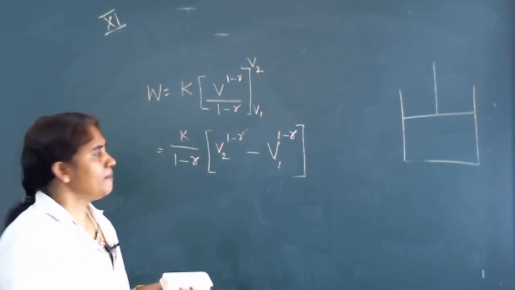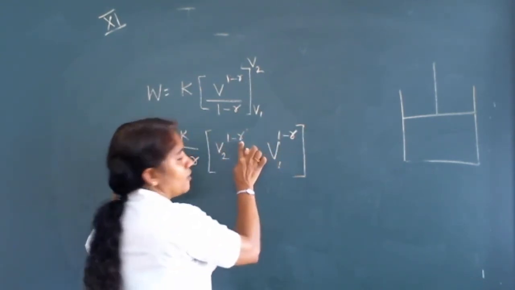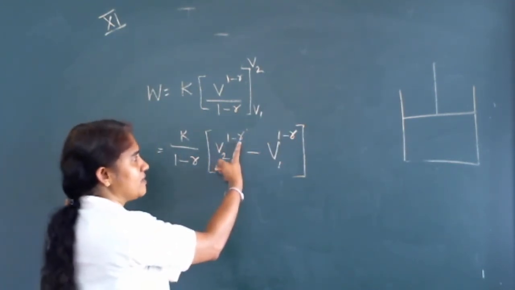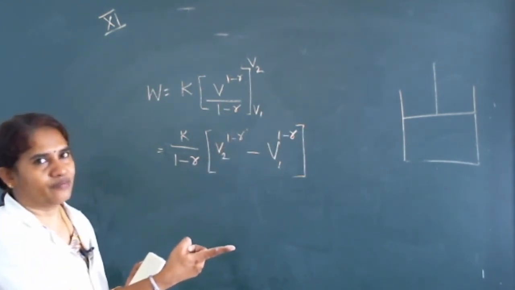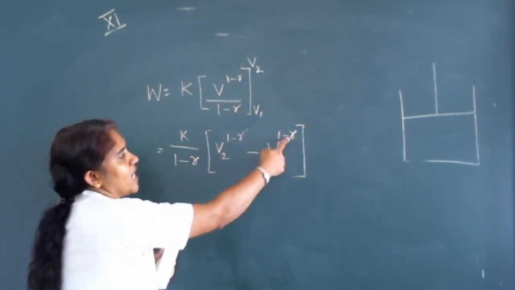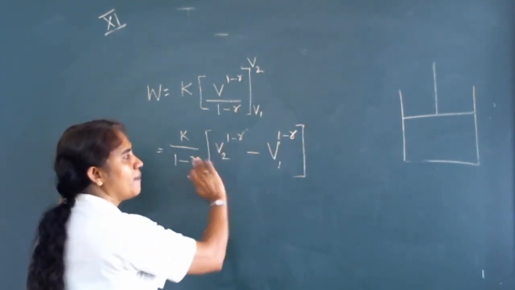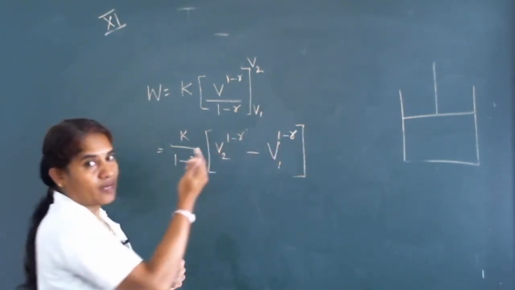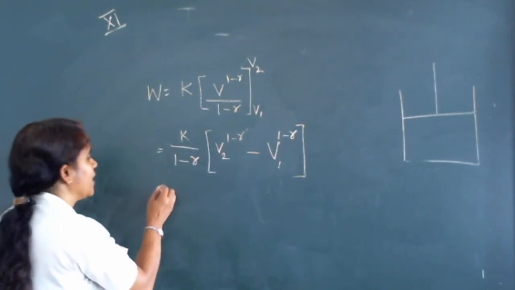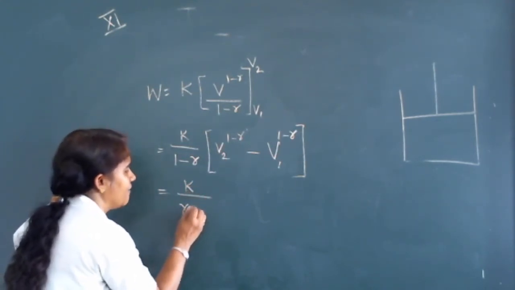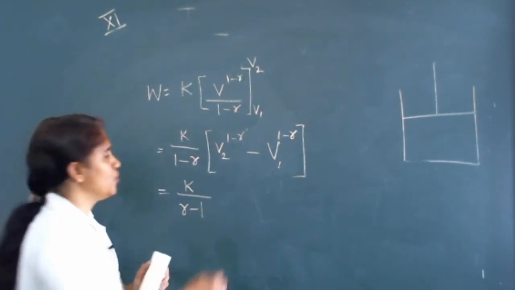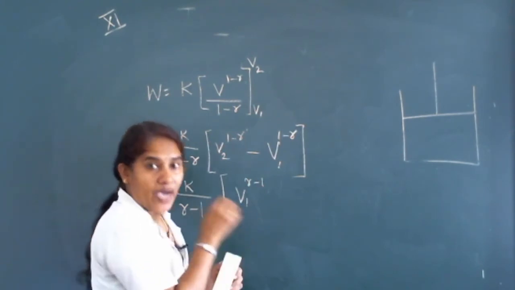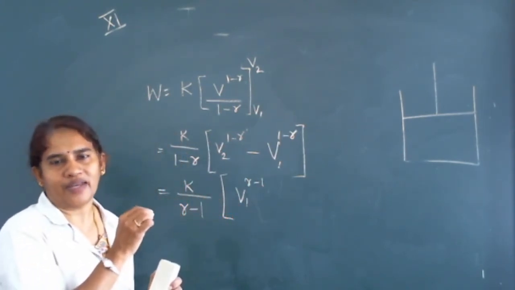Then, what is the value of gamma? 1.4, greater than 1. Therefore, it is better to write it in the gamma minus 1 format. So, everywhere we are going to change to gamma minus 1. One negative sign is coming, so according to that, gamma minus 1 here, and here also gamma minus 1. So, minus becomes positive. Likewise, while modifying, we can write the equation as K divided by gamma minus 1, into V1 raised to gamma minus 1 minus V2 raised to gamma minus 1.